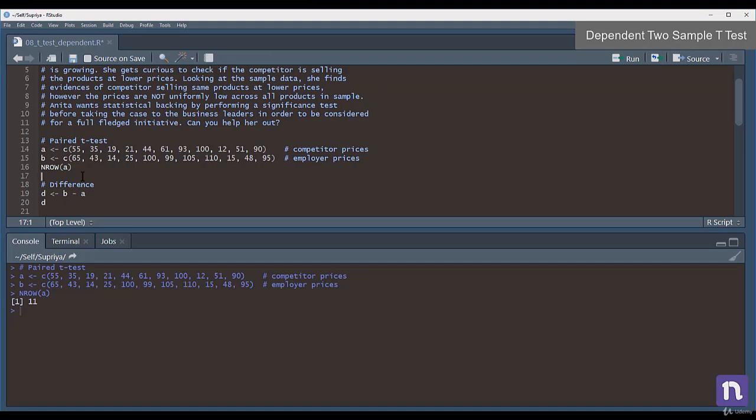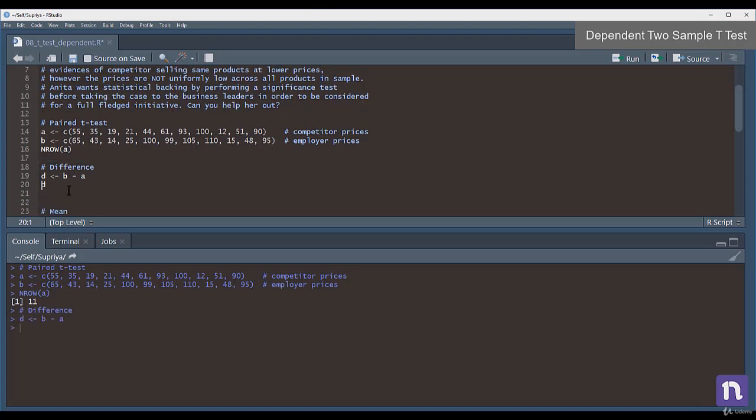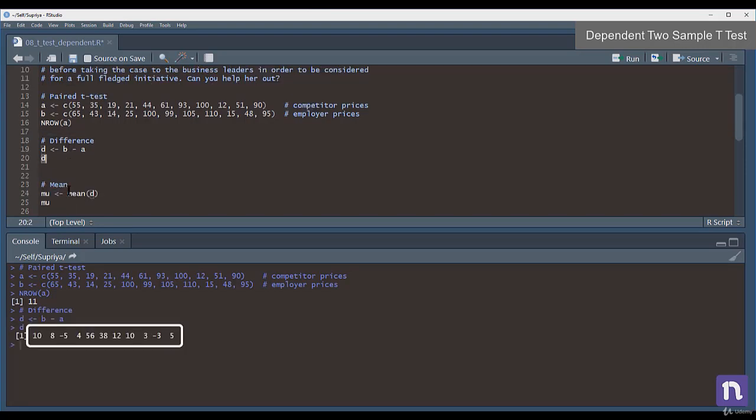The first step in performing the t-test is to compute the differences of these two vectors for all the items matched one on one for both of these vectors. So doing B minus A, I am storing it as d. So these are the difference vectors. Now the null hypothesis for this t-test is that the mean of the differences equals 0. The alternate hypothesis is the opposite of this.